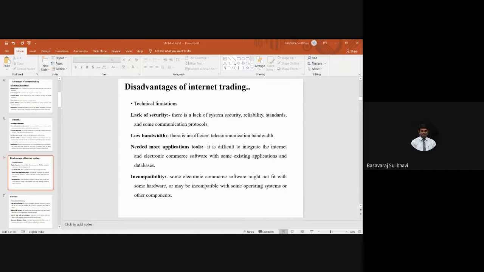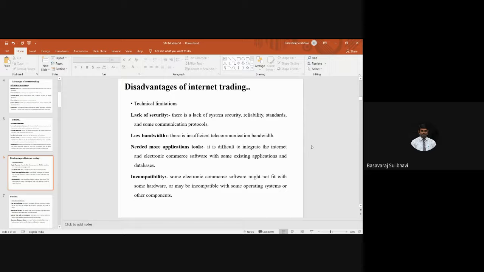Next, we have the need for more application tools. If you want to integrate the internet and the electronic commerce software with some existing applications and database, it's very difficult. We also have incompatibility: you may have certain devices, and if applications developed to use those e-commerce sites are not compatible with your devices, it becomes very difficult to reach.